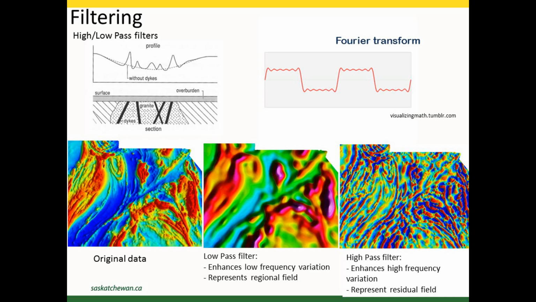High pass filters are applied to the data to reject low frequency information related to deep sources, so we have shallow sources enhanced in this map. On the other hand, we have low pass filters. Low pass filters reject high frequency information. They remove the details and shallow sources from the data, and we get a better understanding of the magnetic sources at depth.